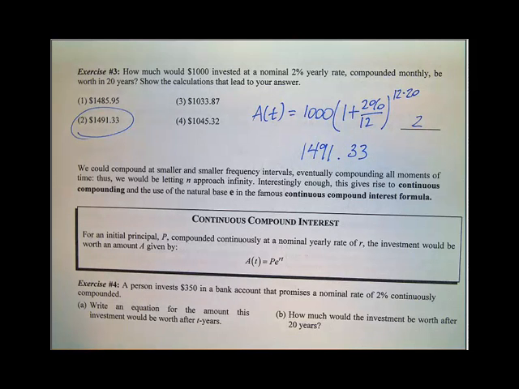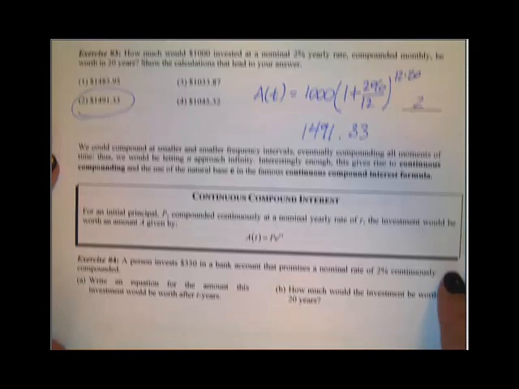A of t equals P times e to the rt. P still stands for your initial or start amount. E is now your base. Instead of 1 plus a percentage, it's just e, which is a button on your calculator, raised to your rate times your time. So exercise 4.